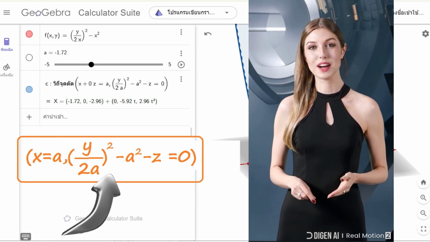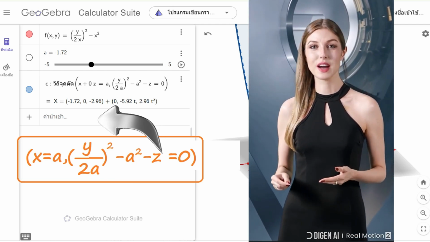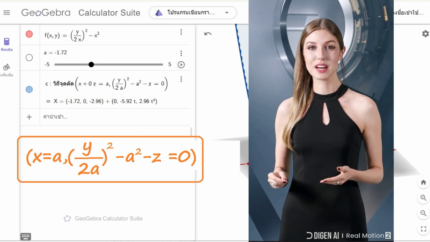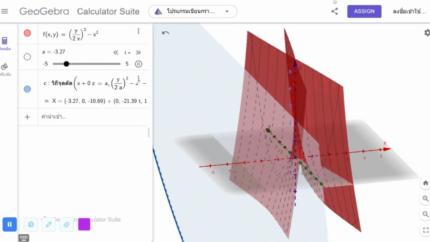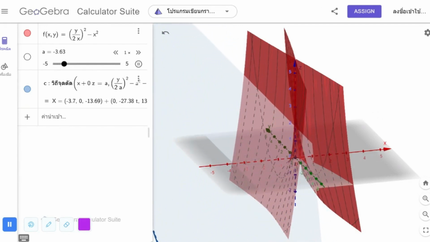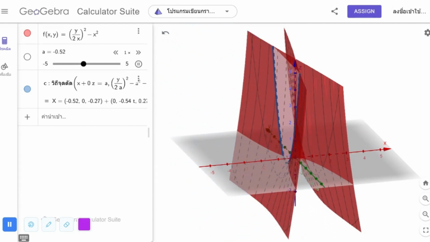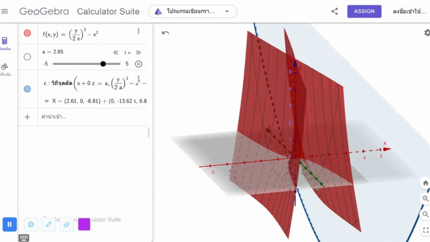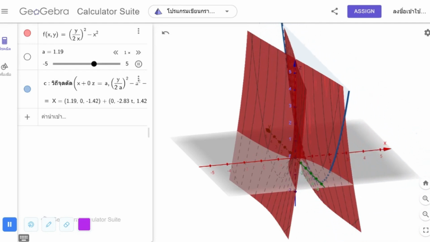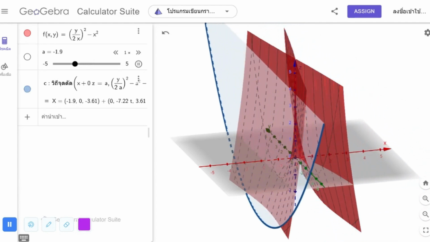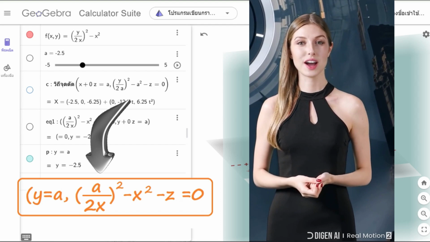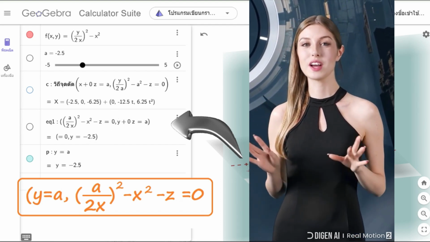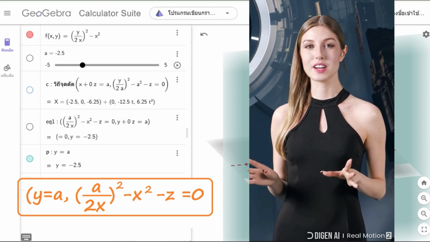Substitute x in the equation with A. Write the equation in the input box. We get the intersecting curve line. We'll cut the surface with the plane y equal to the parameter A. Substitute y in the equation with A. Write the equation in the input box. We get the intersecting curve line.